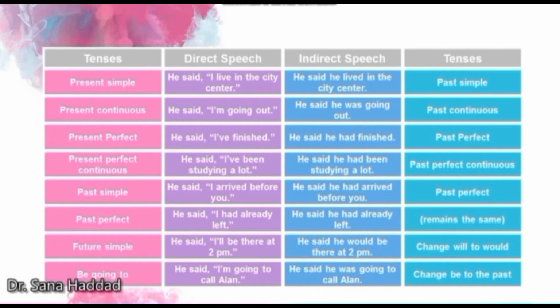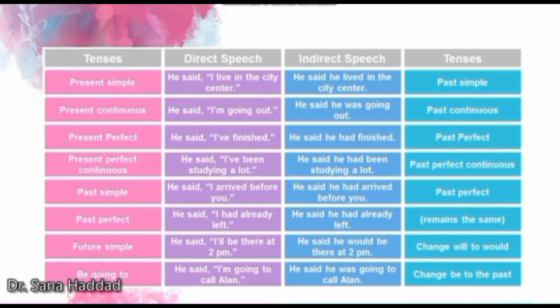If we have a sentence in direct speech using the present perfect, for example, he said, "I've finished." In the indirect speech, we change it to the past perfect. He said he had finished. If we have a sentence in direct speech using the present perfect continuous, for example, he said, "I've been studying a lot." In the indirect speech, we change it to the past perfect continuous. He said he had been studying a lot. If we have a sentence in direct speech that uses the past simple, for example, he said, "I arrived before you." In indirect speech, we change it to the past perfect. He said he had arrived before you.